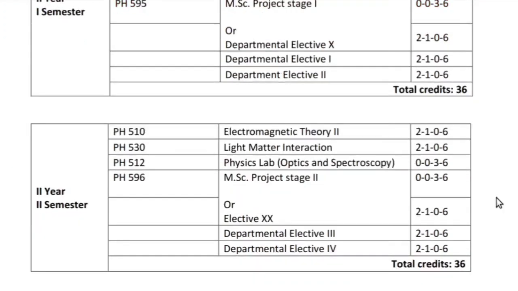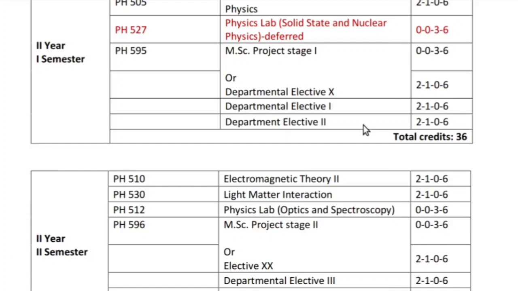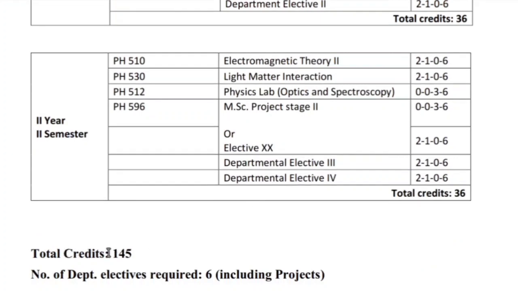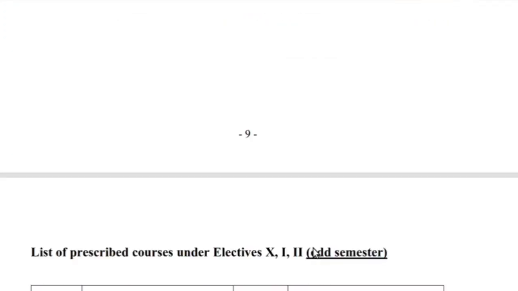So talking about project, if you seriously want to do a master thesis, then you can take both these semesters as project and continue your same work for an entire year. You can also choose to do a project in the third semester and not in the fourth semester, or the other way around, or you can also choose not to do a project at all. It's all up to you. And this completes your 145 credits, and you can also take some extra courses if you want.